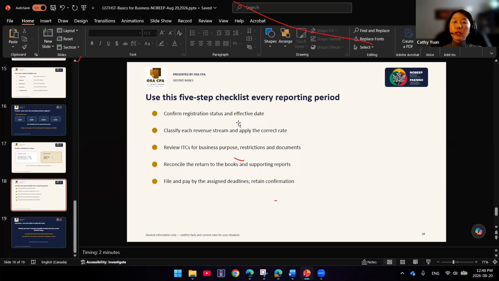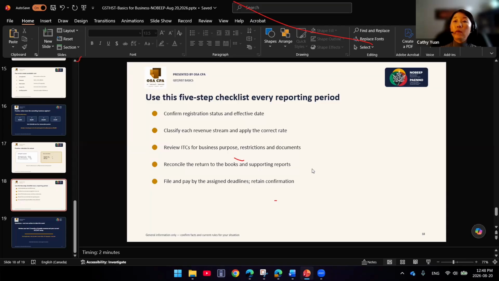You need to carefully track the date. It may not be annual, monthly, or quarterly, because that is the first time. We need to remember the date and do the tax return as requested. Okay. Then classify each revenue stream and apply the correct rate.